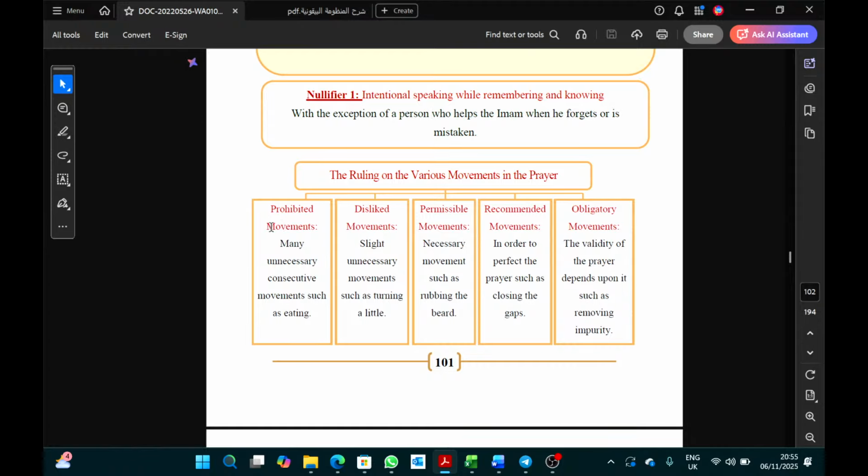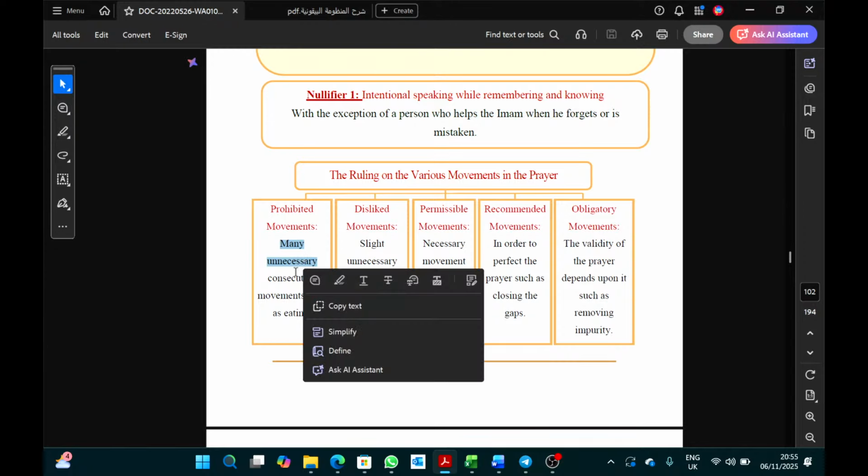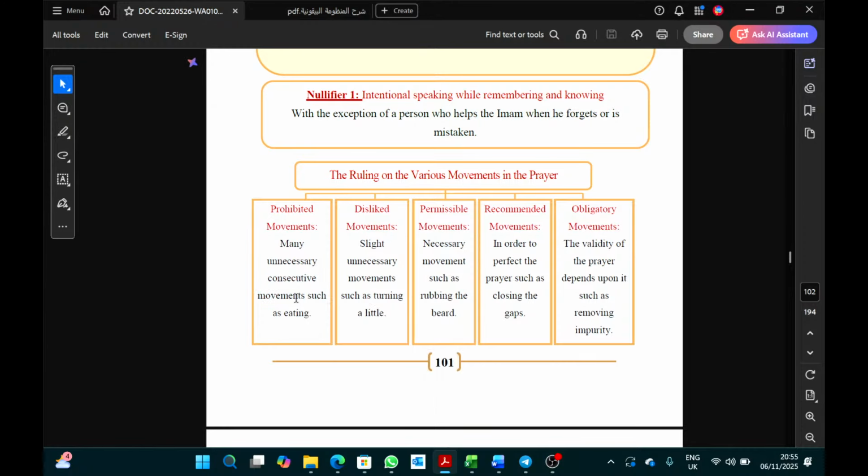Right. Okay. So, prohibited movements. When it's many unnecessary consecutive movements. It's a lot. Unnecessary, there's no need. And it's consecutive. Right? Some ulama have said so much so that if somebody looks at you, they can't even tell if you're in salah. That khalas, breaks his salah. Disliked, slight unnecessary movements. So if you're moving and doing stuff and there's no need, that's disliked. But if it's a little bit, it's fine. It doesn't break your salah.